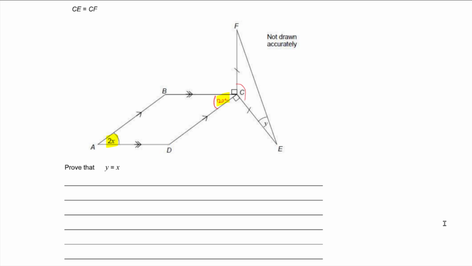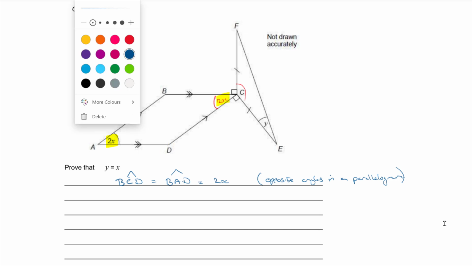So I'm going to say that the angle BCD is equal to angle BAD, and that's equal to 2x. And the reason for that is opposite angles in a parallelogram. Okay, that's my first conclusion, and now I've got angles at a point that I can use here, aren't I, to find the angle at C.